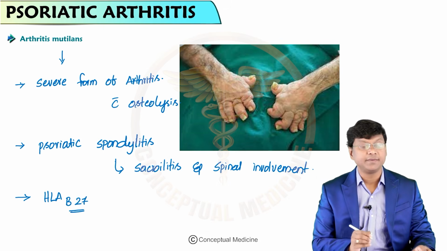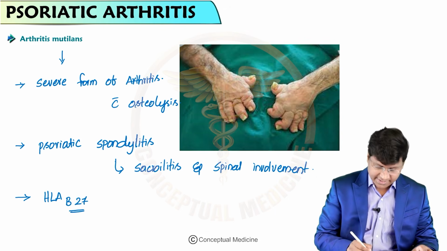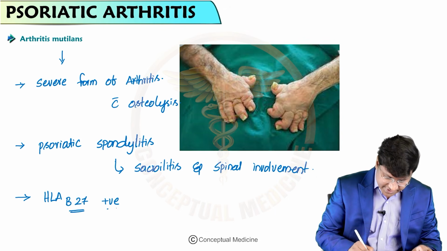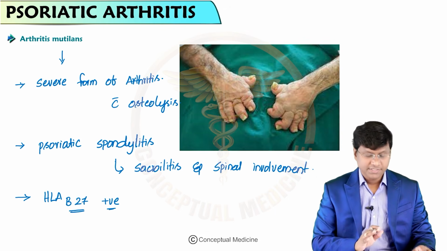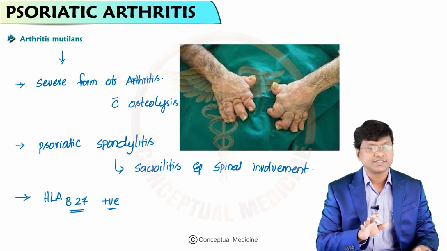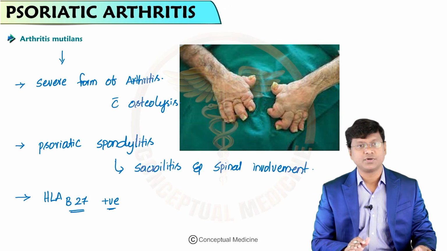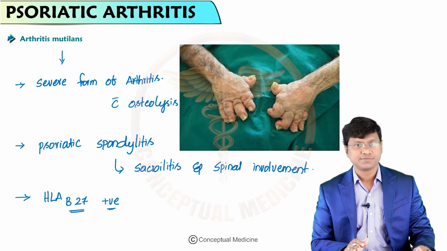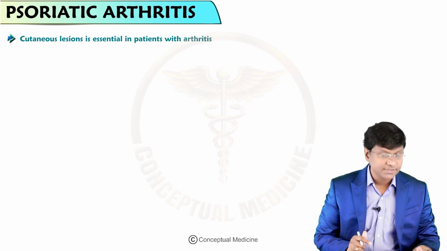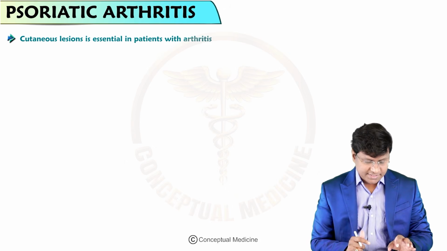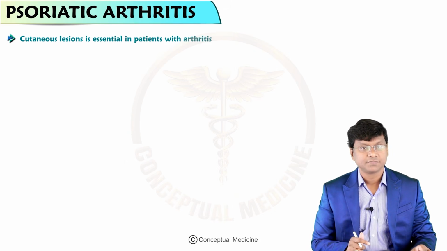Right, they have HLA-B27 association, that is, HLA-B27 is positive. Okay, right. And what is arthritis mutilans? It is a severe form of arthritis with osteolysis, that is what is called arthritis mutilans. Next, if you observe the cutaneous lesions, they are essential in patients with arthritis.